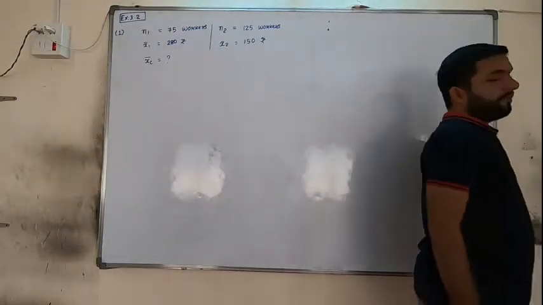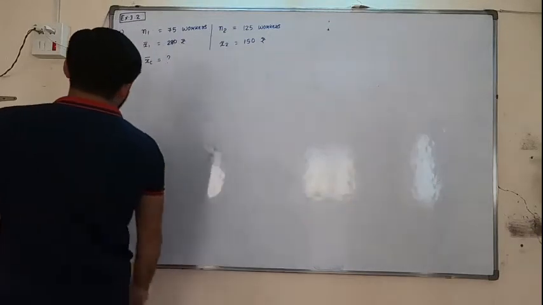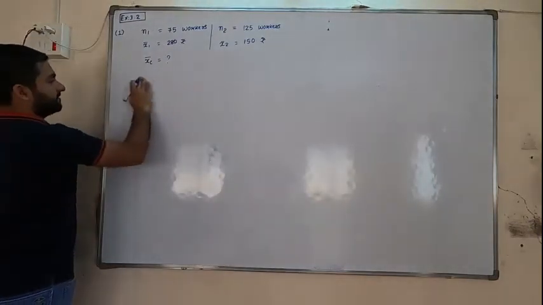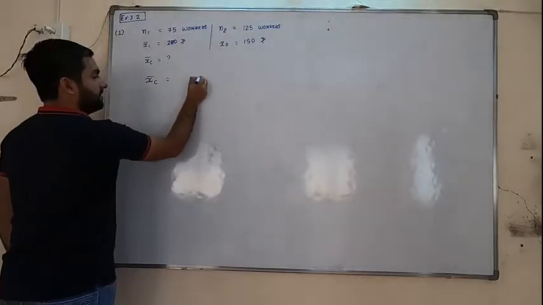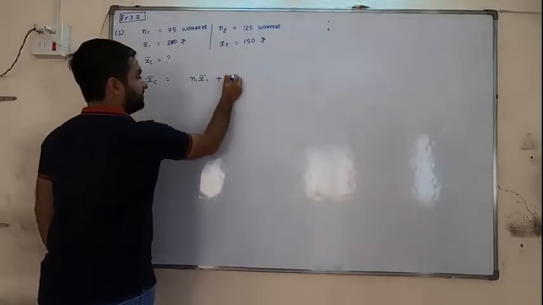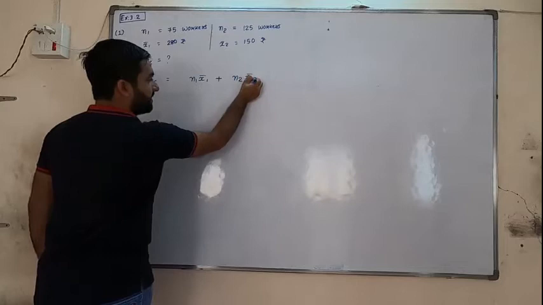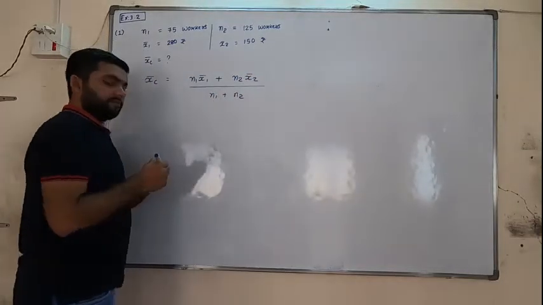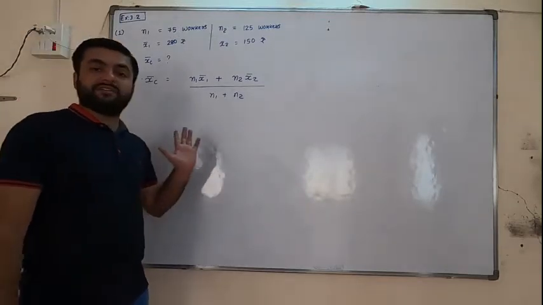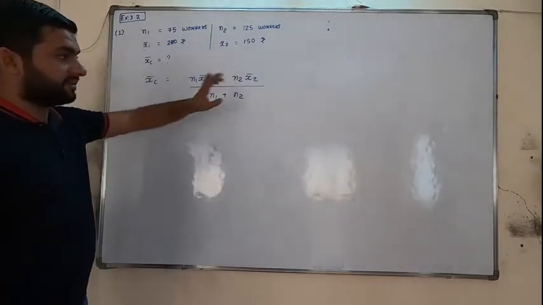So here two types of data are given, so we will write the formula accordingly. x bar c is equal to n1 x1 bar plus n2 x2 bar, divided by n1 plus n2. Write the formula only till here, because we have two types of observations. If we have 3, then write 3 also.